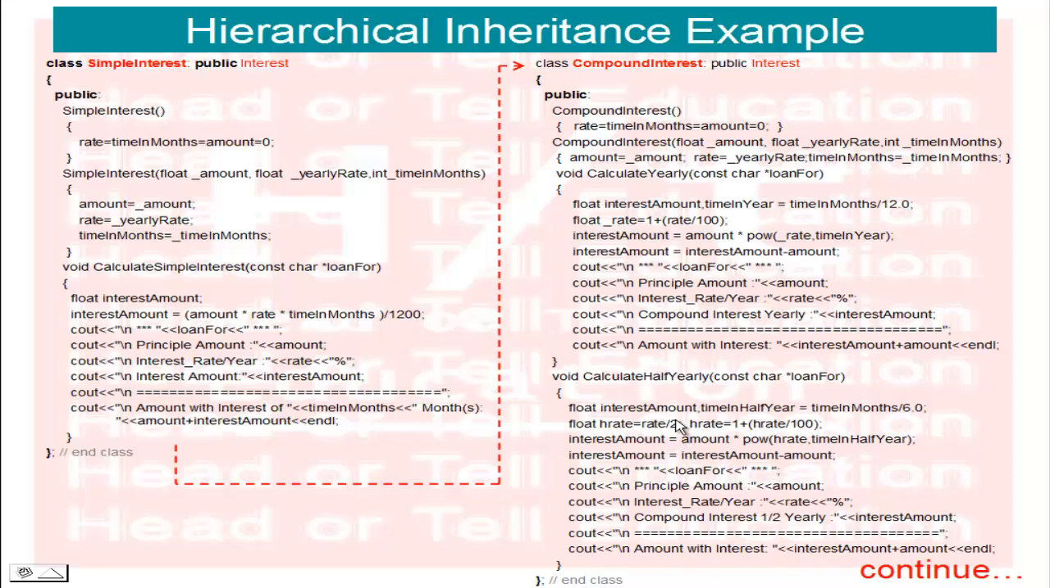Then we calculate h rate equal to 1 plus h rate divided by 100, so the value I assign. Interest amount: amount is multiplied by power, this is all the same, h rate multiplied by time in half year. So interest amount equal to interest amount minus amount, and next is the cout to print the amount, rate and interest amount.